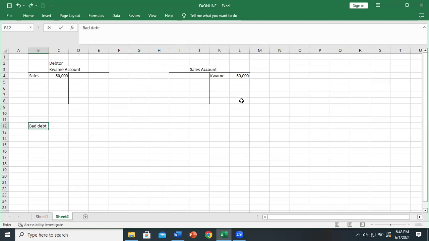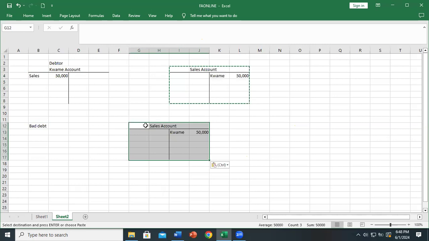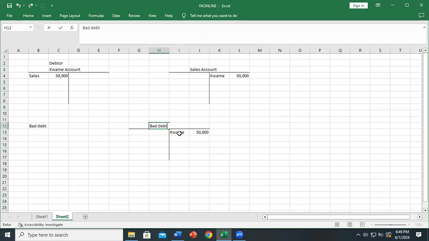We are saying that you open another account called bad debt account. So follow it carefully. This debt that Kwame is owing us, we want to write some off. So if you want to write some off, the entry you are going to pass in the debtor's account will be a credit one. So you credit the debtor with bad debt. Let's say, for instance, we want to write off 10,000. So you credit the debtor and you debit bad debt with the Kwame, the debtor, 10,000.